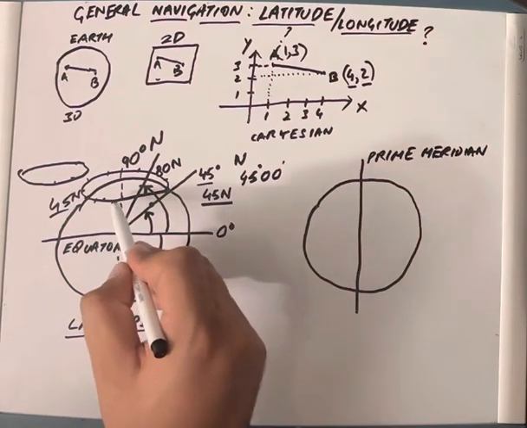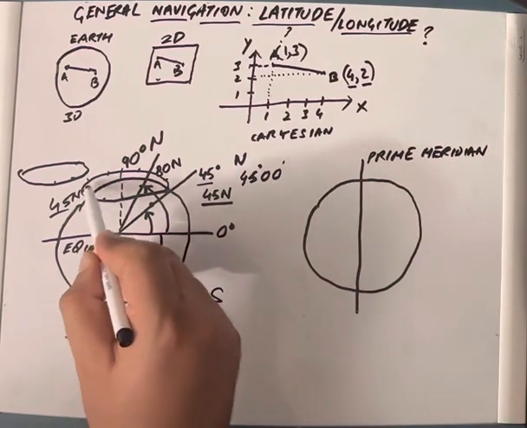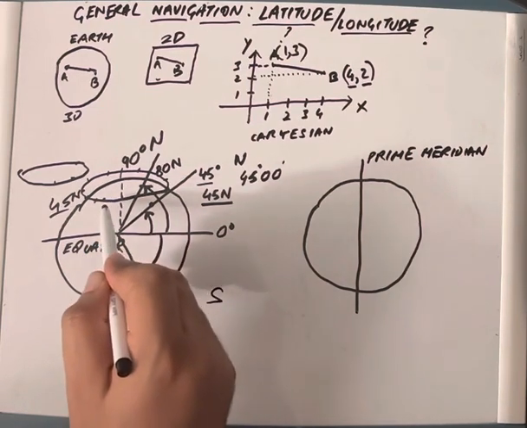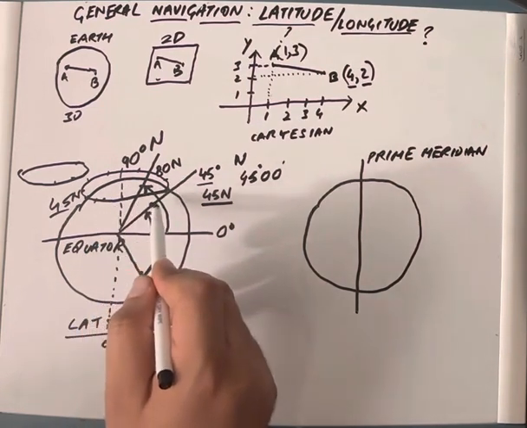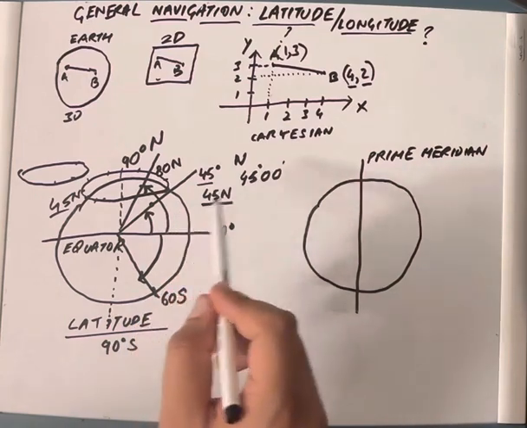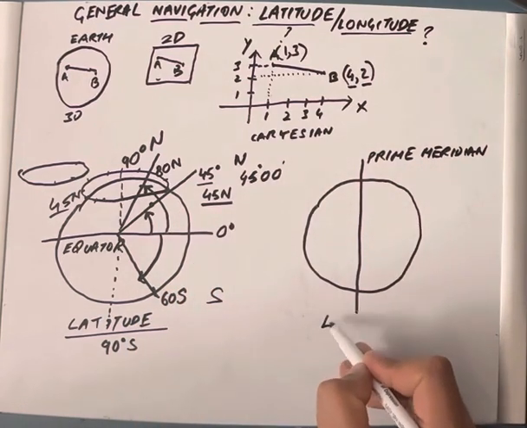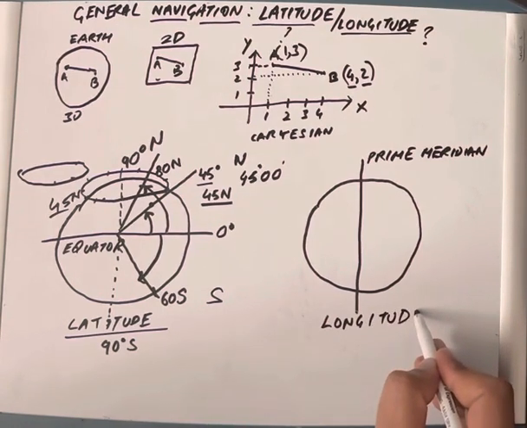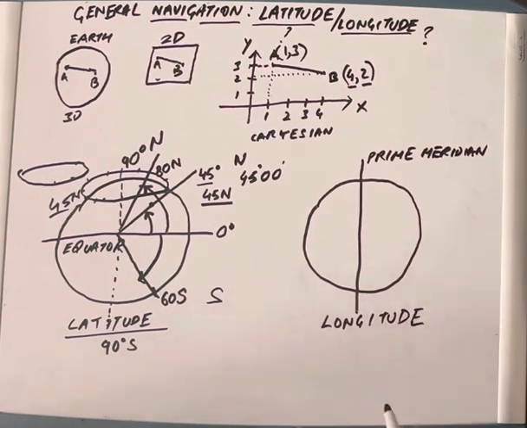So as to be more precise on which part of this imaginary parallel of latitude we find our location, we have to define another angle, basically known as the longitude. So now we will define the angle which is called the longitude.